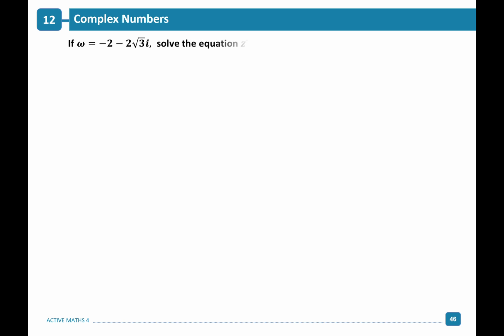Let's look at another example. If omega is equal to minus 2 root 3 i, solve for the equation z to the power of 4 minus omega is equal to 0. The first thing we do here is solve for z. z to the power of 4 is equal to omega. Therefore, z to the power of 4 is equal to minus 2 root 3 i, and z is equal to (minus 2 root 3 i) to the power of a quarter.